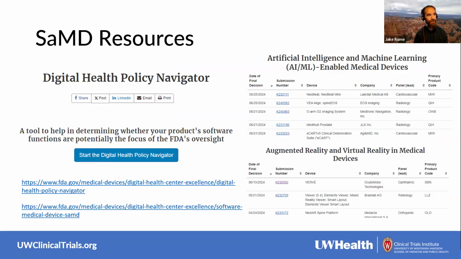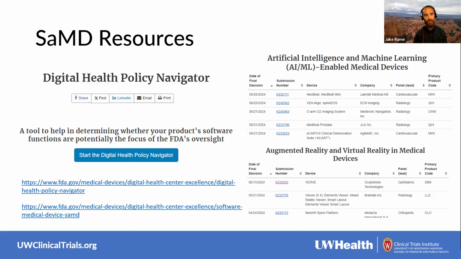And I just don't have time to do that today. So you will get a copy of the slide. I have embedded a bunch of resources in here to help you understand and navigate that. I'm also willing to talk to you about what those requirements are. But I just want to highlight the FDA has this digital health policy navigator, which walks you through what types of software as a medical device the FDA regulates.